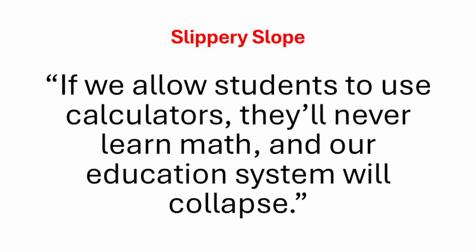And in this example, person B assumes that one step, i.e. legalizing medical cannabis, will inevitably lead to extreme consequences without providing evidence for this progression. We've all seen this fallacy in action.